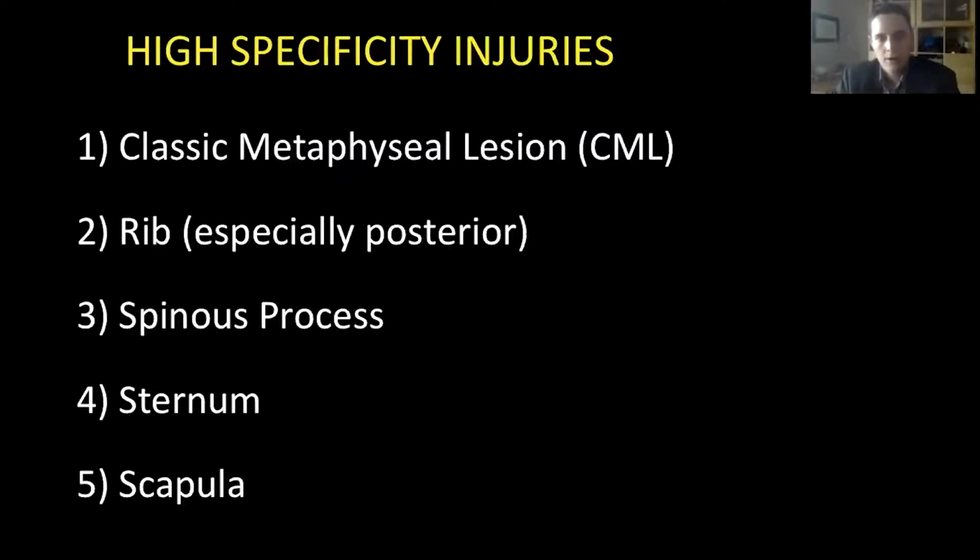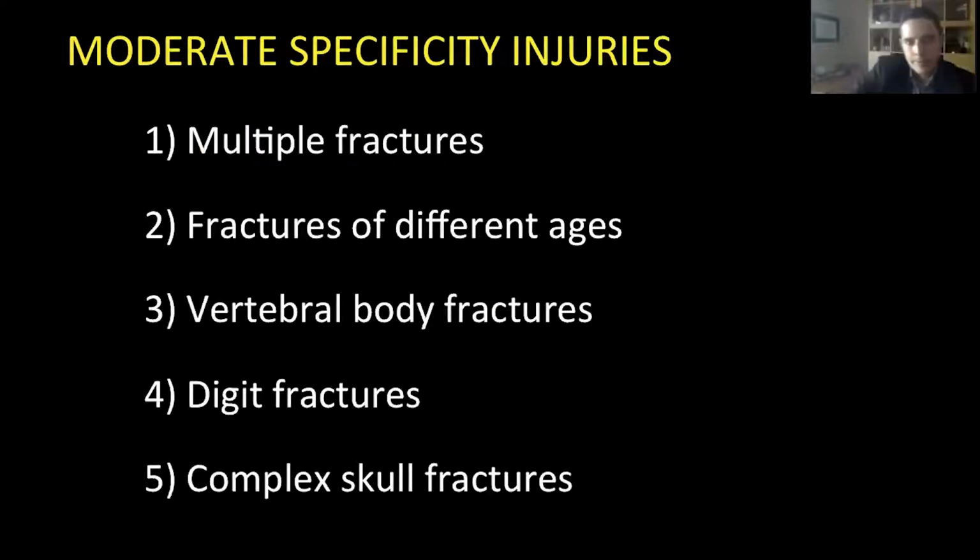So these are the most specific injuries. These are the most important injuries to know about from this lecture. We're going to move on to fractures that also could be due to abuse, but they're not as convincing for abuse. They're not as specific for abuse. So in this moderate specificity category, we have a lot of injuries that you may have learned in med school are associated with abuse, but aren't as specific as you may have thought they were.